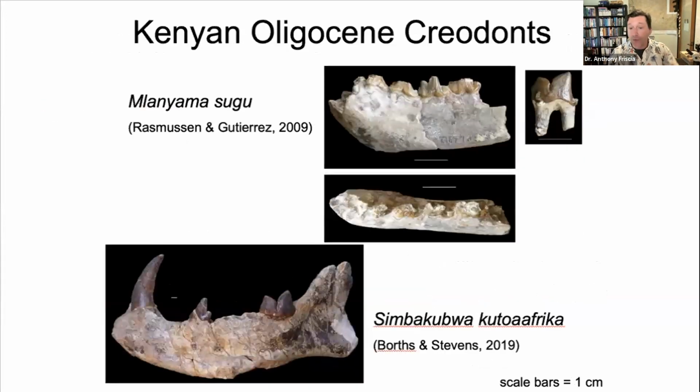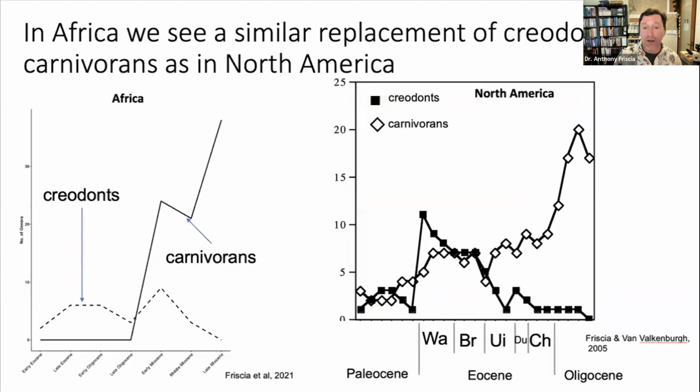And like I said, there were also creodonts in Africa. They were filling the carnivore niche for a very long time, right? And only once these carnivorans get into Africa, they all get replaced. It's almost a similar story to what we saw in North America. So you see the same sort of thing. Here's that graph from North America again, you know, carnivorans getting more numerous and creodonts basically going extinct.